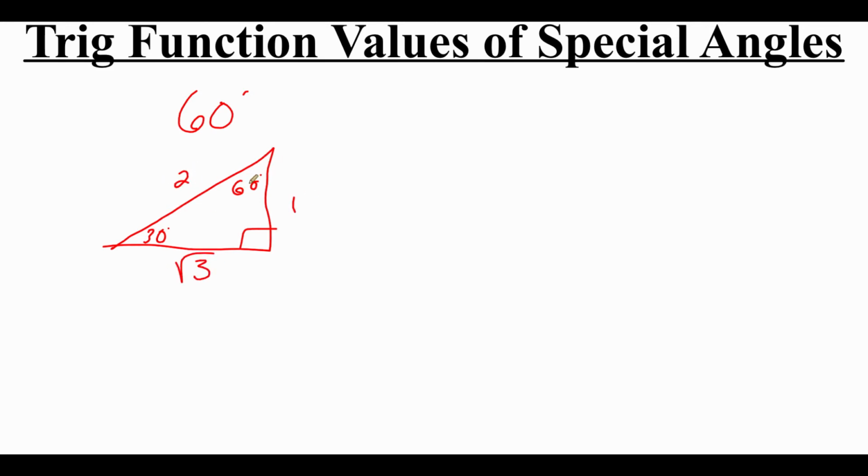While we're talking about a 30, 60, 90 triangle, our next special acute angle is a 60-degree angle. So I'm going to draw that exact same 30, 60, 90 triangle that we just got finished working with. Last time we focused on the 30-degree angle. This time we're going to focus on the 60-degree angle. So we're shifting our focus a little bit. When we do our trig functions, we're going to end up with some different values in here.